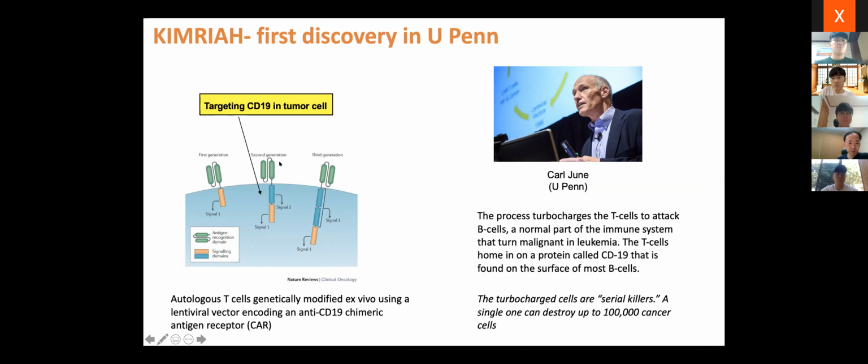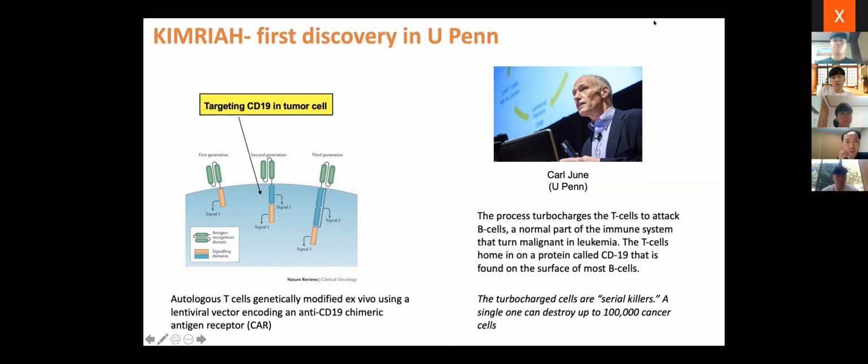Oh, I didn't explain this. CAR T has first, second, and third generations. As the generations developed, many factors have been added to make it more efficient. The first CAR T cell, Kymriah, was actually a second generation CAR T cell, and it targets the CD19 antigen in tumor cells.